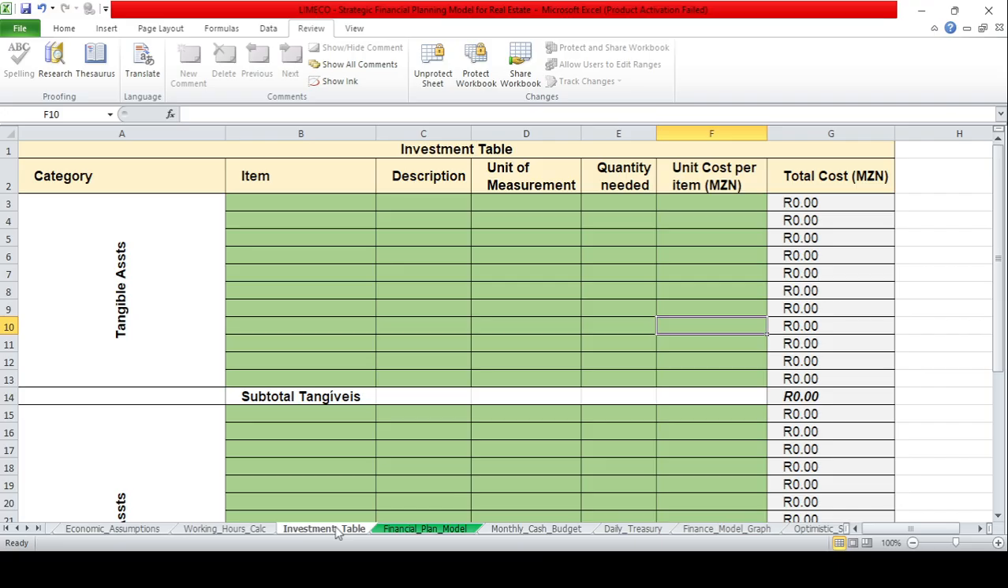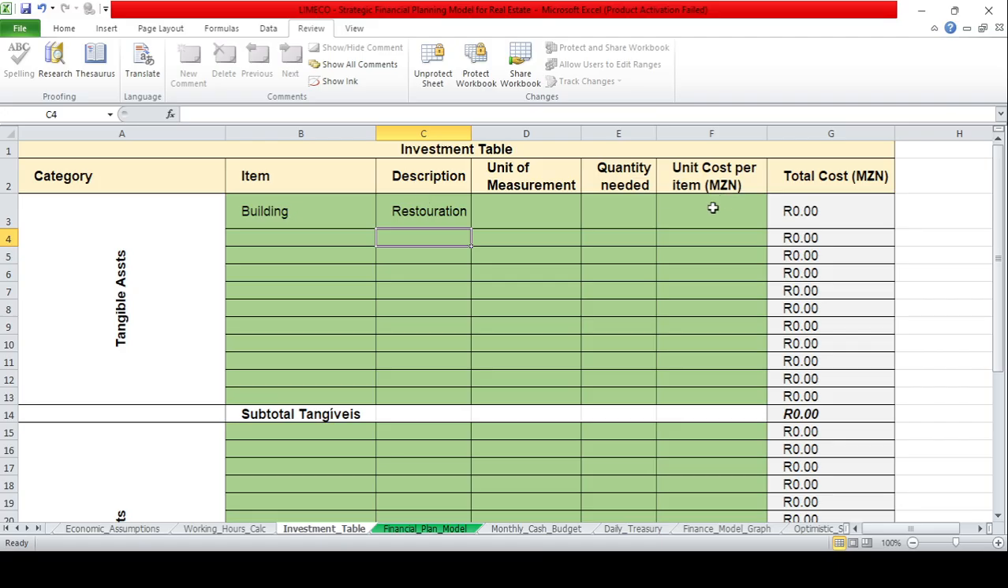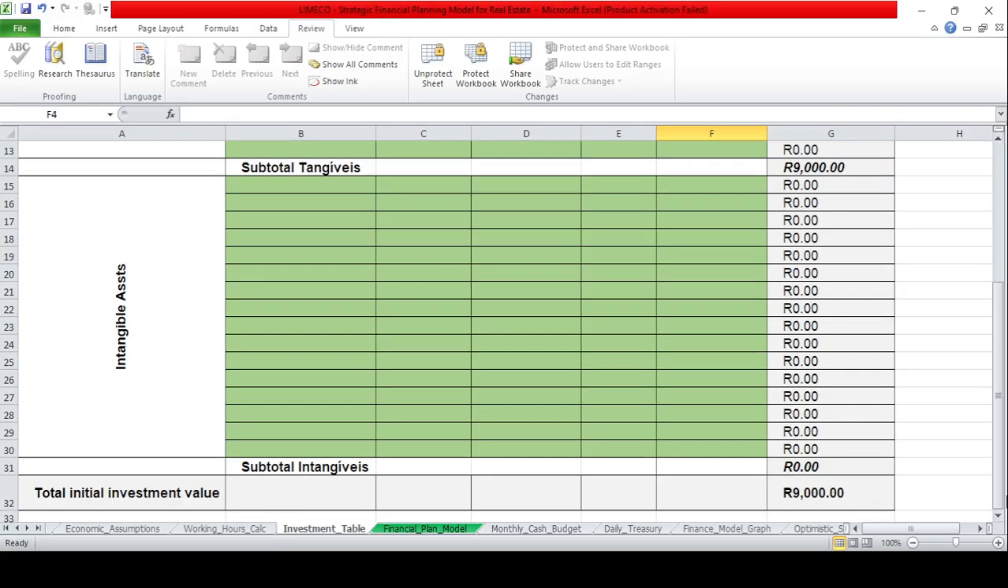Okay, and then here we have the investment table to get the total of investment. We want to get a building. For example, we have a building that just needs restoration. Quantity needed: we need the two rental rooms, each one 4,500 rand. Total is 9,000 rands.